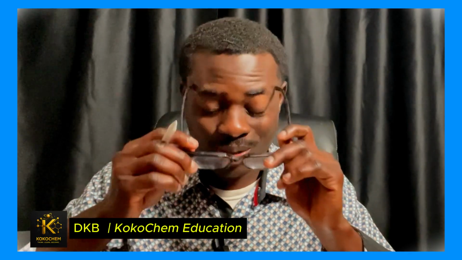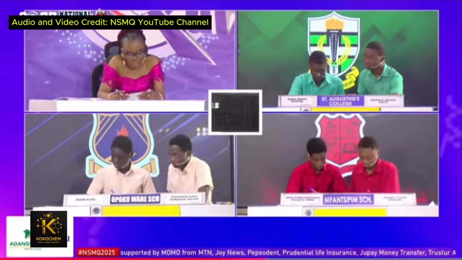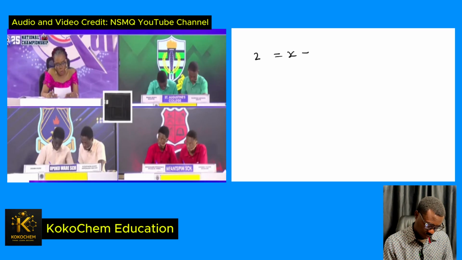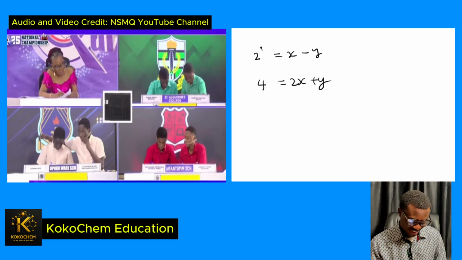Next set, 30 seconds each. Solve for x and y given log to the base 2 of the expression x minus y is equal to 1, and log to the base 4 of the expression 2x plus y is equal to... Okay, go ahead. X is equal to 6 and y is equal to 4. Yes.